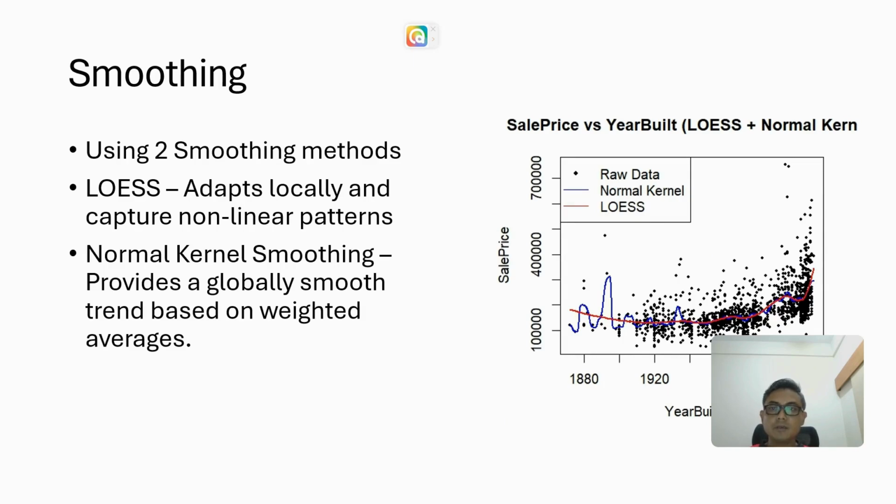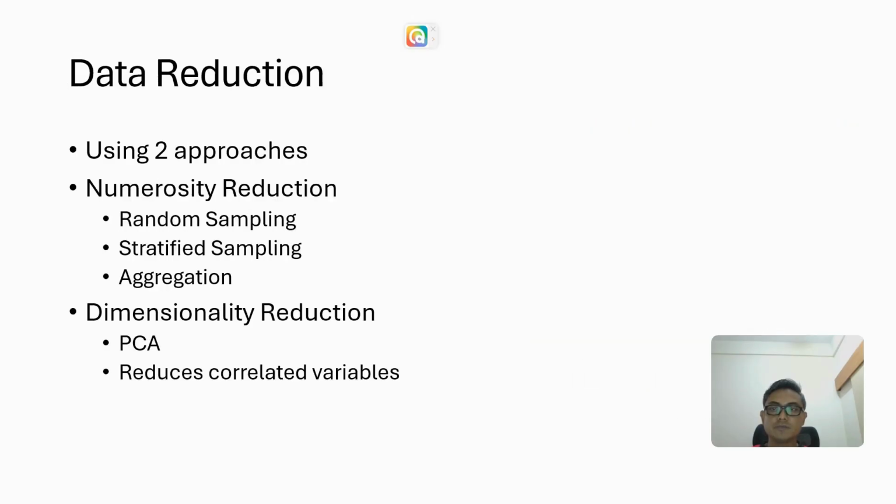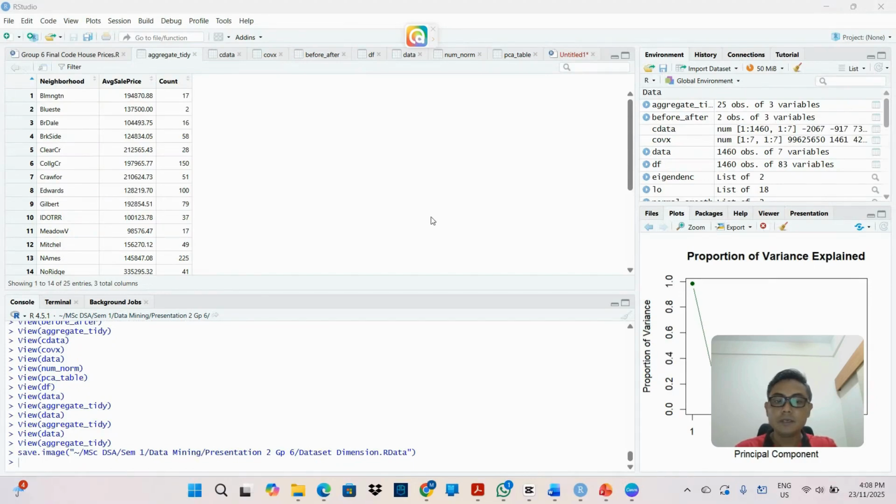Then we go for smoothing using 2 smoothing methods. The first is lowess, which adapts locally and captures nonlinear patterns. And the second one is normal kernel smoothing, which provides a globally smooth trend based on weighted averages. The last one is data reduction, where we're using 2 approaches. The first is numerosity reduction, which has random sampling, stratified sampling, and aggregation, and then dimensionality reduction using PCA, which reduces correlated variables.